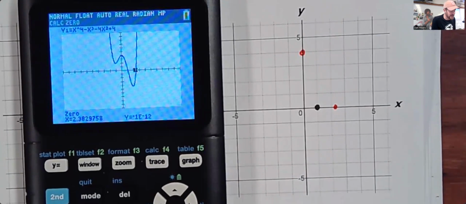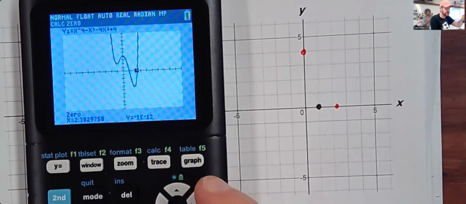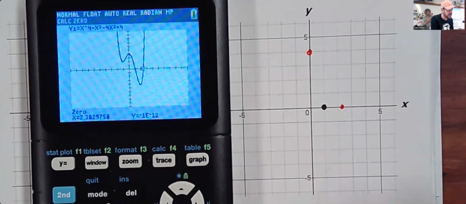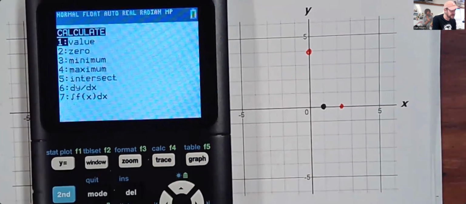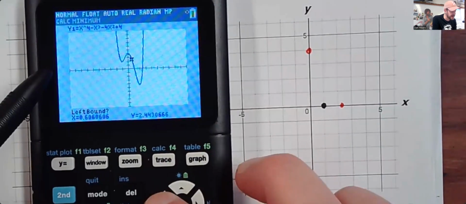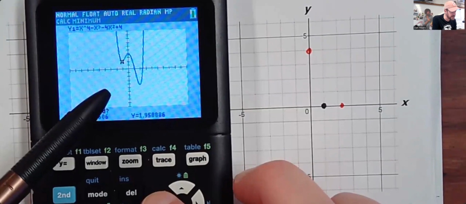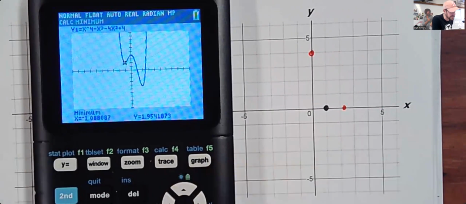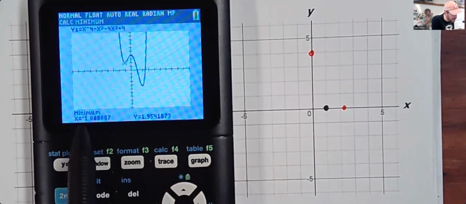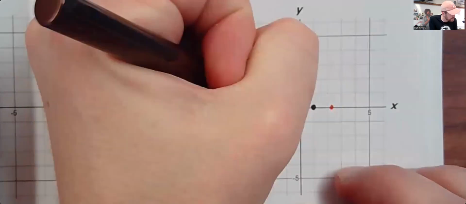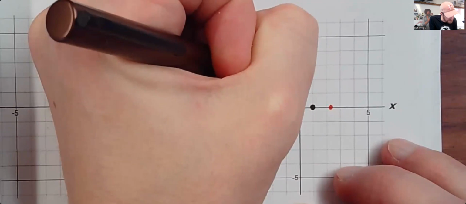All right. So we still need to figure out our local minimums. There are two local minimums. We have our local maximum here because that was the y-intercept. We have our two x-intercepts here. So for the calculations, just find minimum, and then find your local minimum. It says left bound. So go to the left of this local minimum, hit enter. Go to the right of the local minimum, hit enter, and then it'll find it. And that's at negative 1.95. So negative 1 up 1.95, that's about right there.